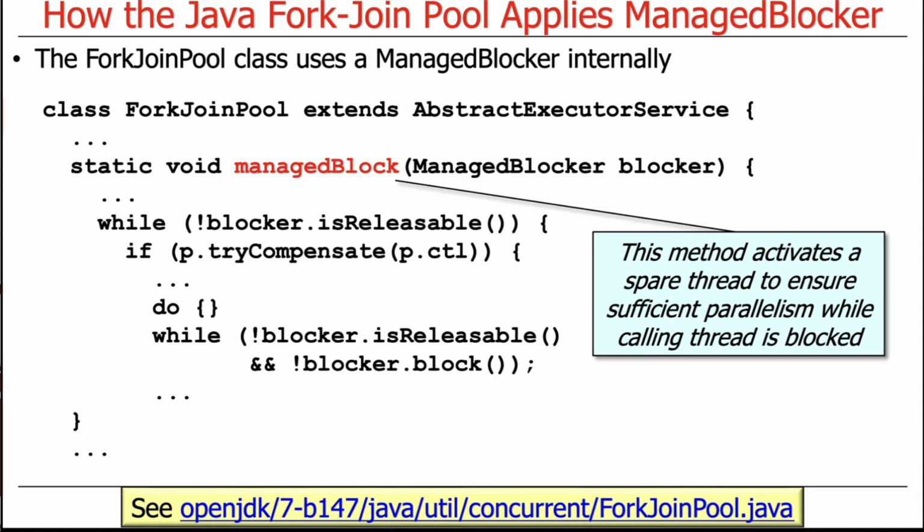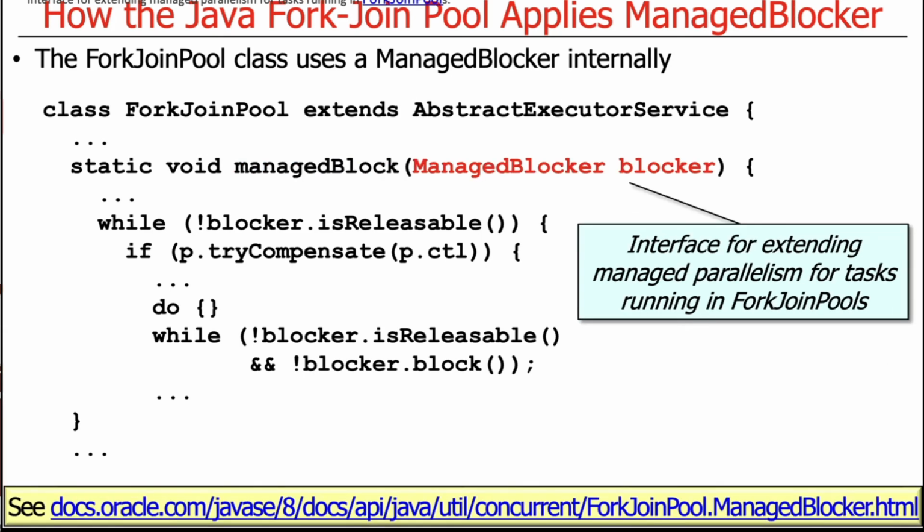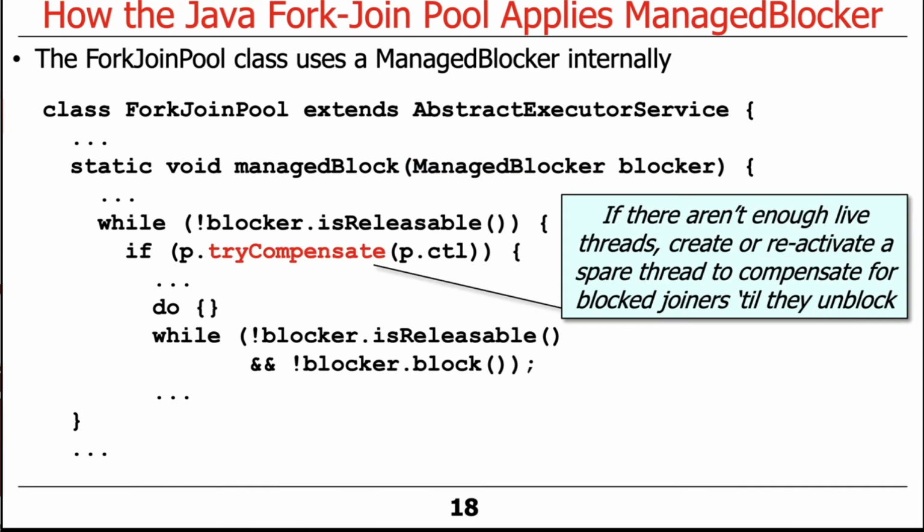So if the task that you're executing blocks, then this particular mechanism will activate a spare thread by doing something called compensate. What you do is pass in your managed blocker, and we'll take a look at how you might do that. That's the code that you write, filling in the isReleasable and block methods, and you provide that into the managedBlock method, which is a static method that works with the common fork join pool. It goes into a loop, and basically while the blocker hasn't been released, it calls this internal helper method called tryCompensate.